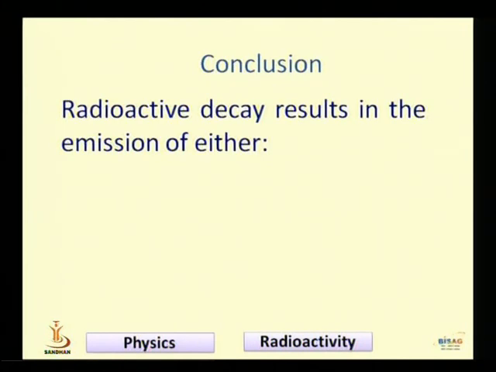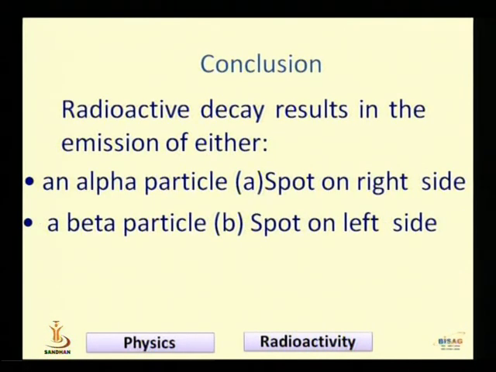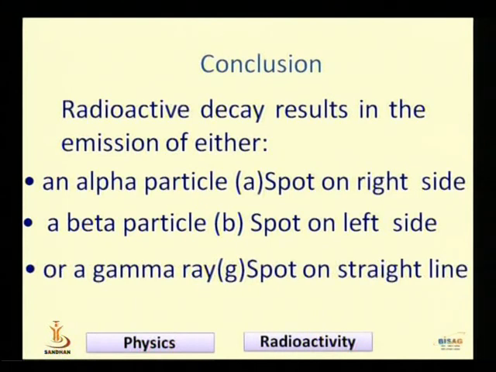Decay results in the emission of either an alpha particle, which is the spot on the right side, or a beta particle, which is the spot on the left side, or the gamma ray, which is on the straight line, right? And after completing this experiment, they drew the conclusion of what the alpha, beta or gamma particle is made up of.